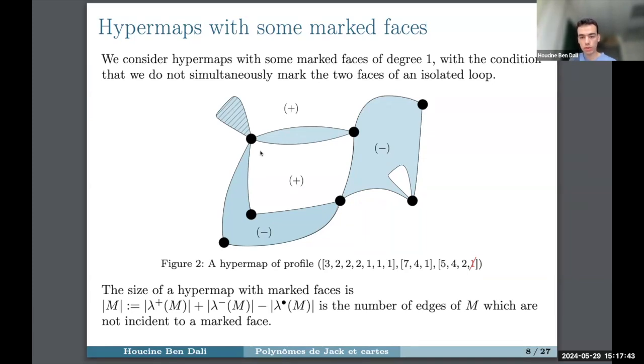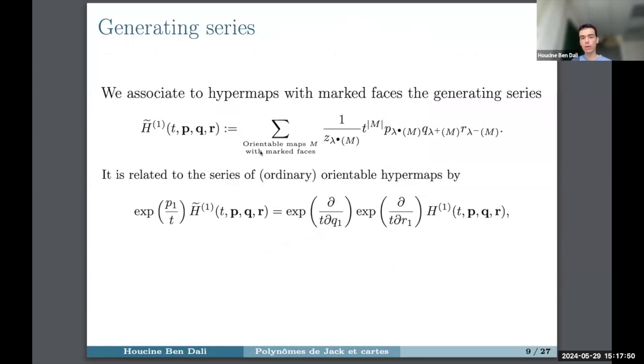So now we have a new definition of size and profiles for these hypermaps with marked faces, or more precisely marked faces of size 1. So we can define a new generating series, which we denote with this tilde. So H tilde 1 will be the generating series of orientable maps, but with marked faces. And then we use the definition of size and profile just defined on the previous slide.